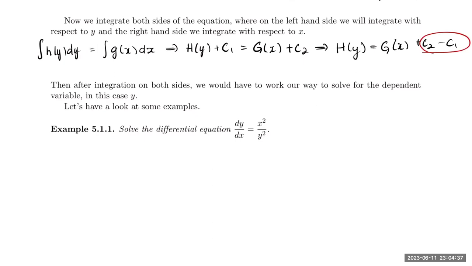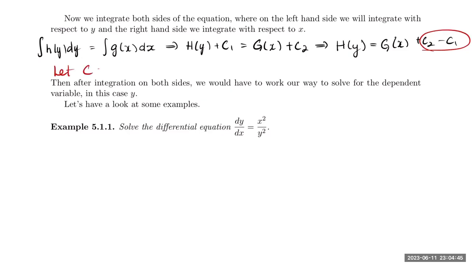Because these two are just going to be arbitrary constants, we could just join them together and make them one constant. So I'm going to say let c be equal to c2 minus c1. Then that means H of y is equal to G of x plus c. Sometimes it's not easy to actually obtain a function of y. Sometimes it might be in implicit form, and sometimes it might also be in explicit form of a function of y. And we'll see later on why that is.